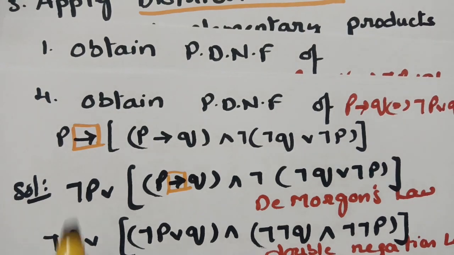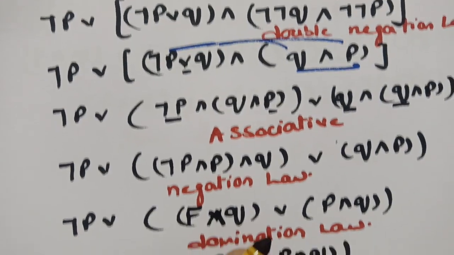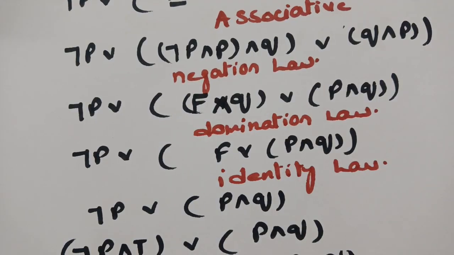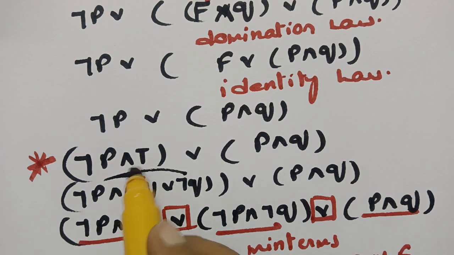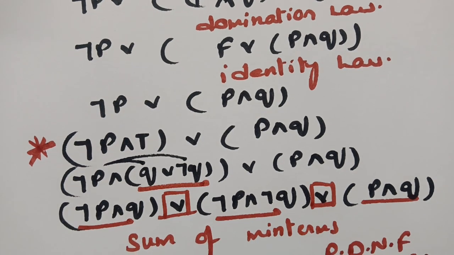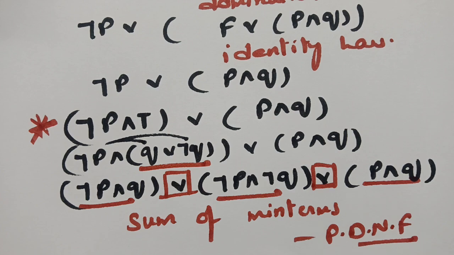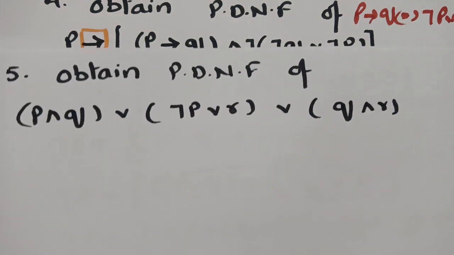First of all, we have to eliminate these implications. After eliminating the implications, I have to introduce De Morgan's law, double negation law, distributive law, associative law, negation, domination, and identity law. So if you study all 10 equivalent formulas, you can introduce this. After introducing the missing term here, where for P, Q is missing, and after using the distribution law, we got the sum of the minterms as PDNF. Clear?